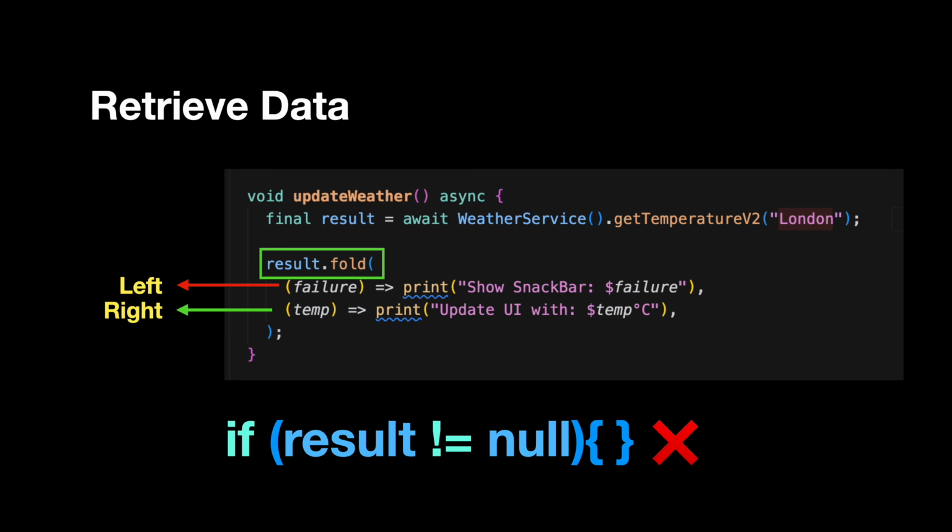By using dartz, your code becomes more honest about its failures. You will see this pattern used everywhere in clean architecture and with BLoC. In the next video, we will look at Option to replace nulls entirely.